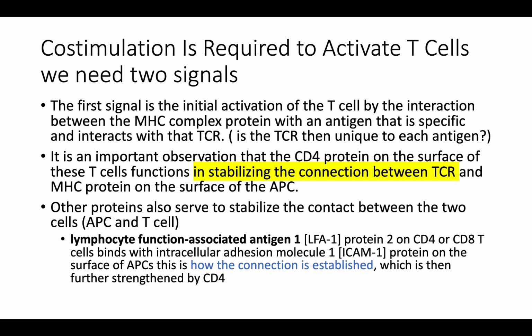So now we come to the concept of co-stimulation that is required to activate T cells. So everything that we said so far still stands, but we need to add something else. Now the first signal is when MHC1 or MHC2 is binding to the T cell, to the CD4 cell.